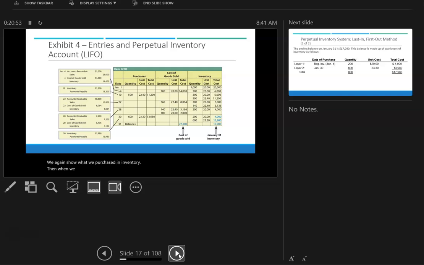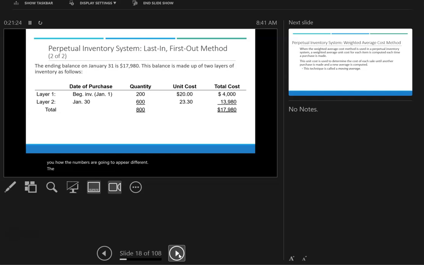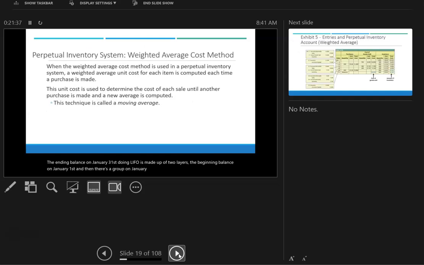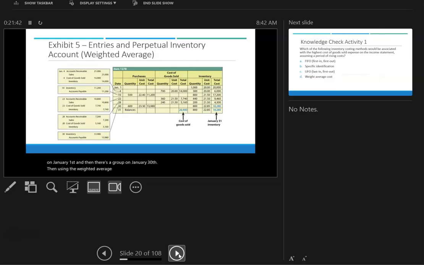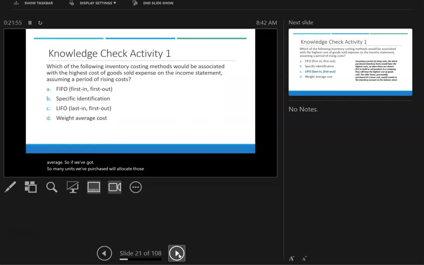We again show what we purchased in inventory. Then on the January 22nd sale, we're going to take the first group, the 300 units at $20, and the 140 units at $22.40. It's just showing you how the numbers are going to appear different. The ending balance on January 31st using LIFO is made up of two layers, the beginning balance on January 1st and a group on January 30th. Then using the weighted average method, we come up with a weighted average, allocating the cost by the number of units available.